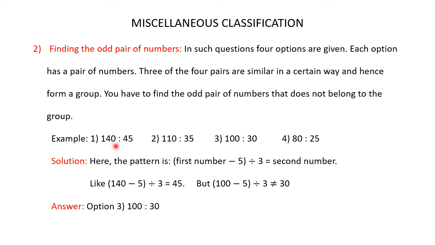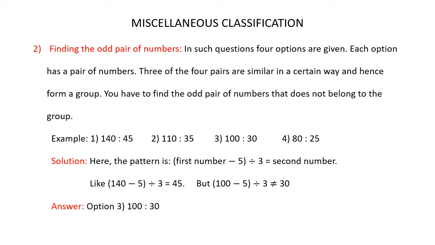140 is to 45 is the first option. Second option is 110 is to 35. Third option is 100 is to 30. Fourth option is 80 is to 25. Among these 4 options, there are 3 pairs of numbers which are similar in a certain way and hence form a group. You have to find the odd pair of numbers that does not belong to the group. When you look at these four pairs of numbers, you'll see that the pattern is the first number minus 5 divided by 3 is the second number.